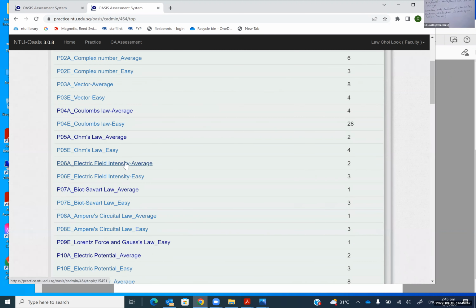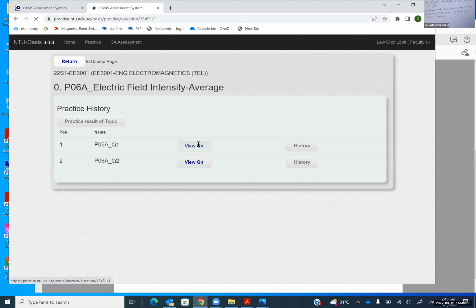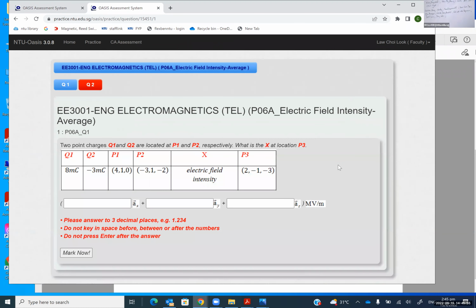Electric field intensity average. You want to take a look? Okay. Given two charges, Q1 8 millicoulomb located at (4, 1, 0) in XYZ, Q2 -3 millicoulomb at (-3, 1, -2). What is the electric field intensity at this point?